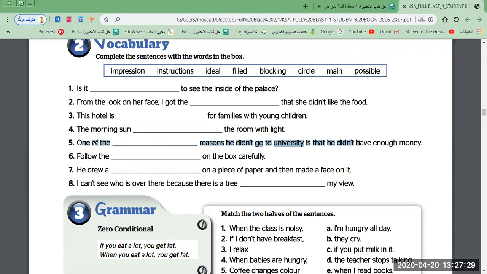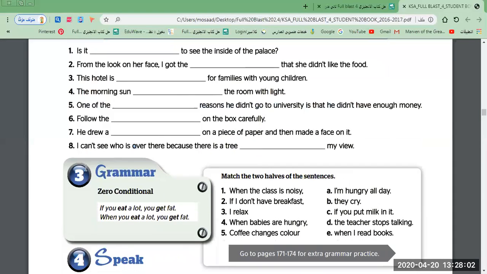Number 5: one of the main reasons he didn't go to the university is that he didn't have enough money. Thank you. One of the what, Rakan? The answer is one of the main reasons he didn't go to university is that he didn't have enough money. Thank you. And you said number 6, follow the instructions on the box carefully.